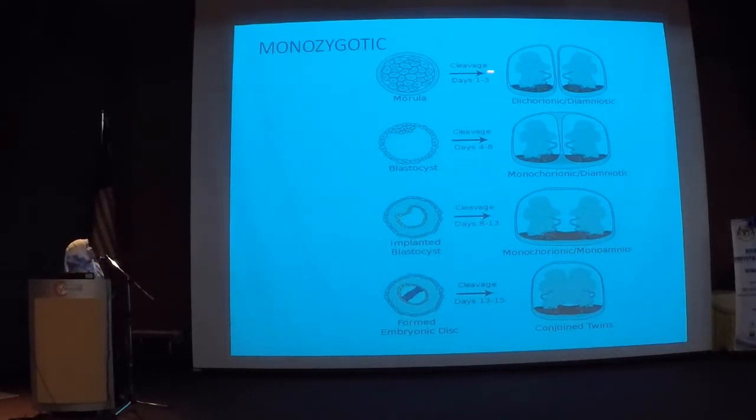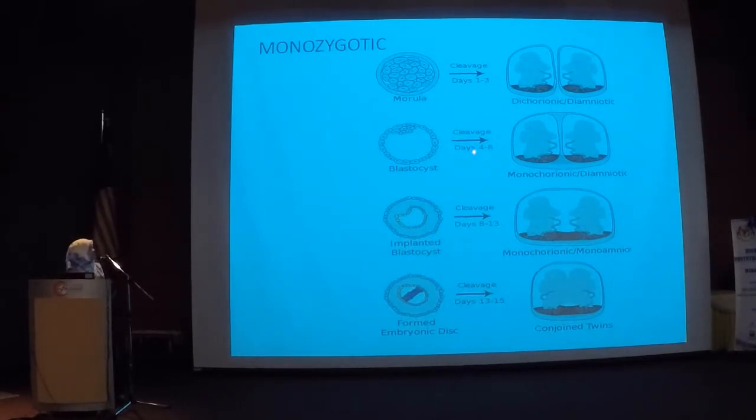Whenever the cleavage occurs at day 1 to day 3, at the level of the morula, you will have dichorionic, diamniotic. Whenever the patient comes to you with twin pregnancy, we always hope that the patient will have this type of twin pregnancy because it has fewer complications compared to the others.